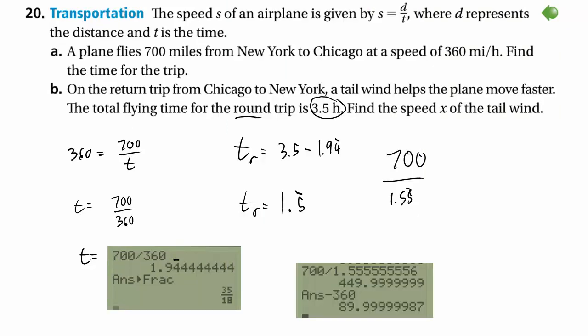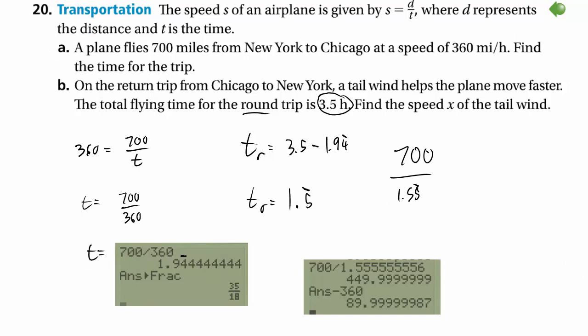But these are the kind of problems that I'm going to want you to be able to figure out. It's work being done or distance, a speed being done, those kind of problems. So the tailwind, oops, let me not call that T for time. Let me call that the speed. They said X for tailwind, so the speed of the tailwind is 90 miles per hour.